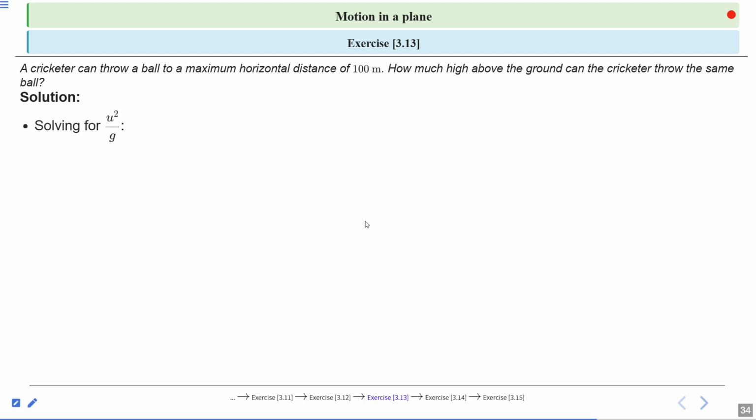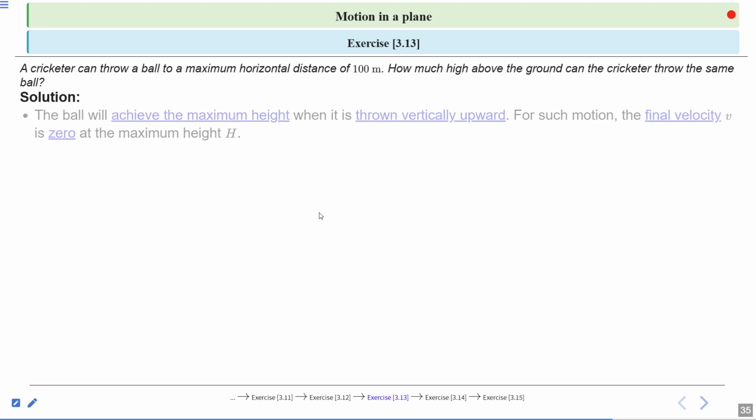So solving for U square by G, 100 is equal to U square by G sine 90, because here we choose angle 45 degree. So U square divided by G is equal to 100. So the ball will achieve the maximum height when it is thrown vertically upward. For such motion, the final velocity v is 0. At the maximum height, the final velocity is 0.